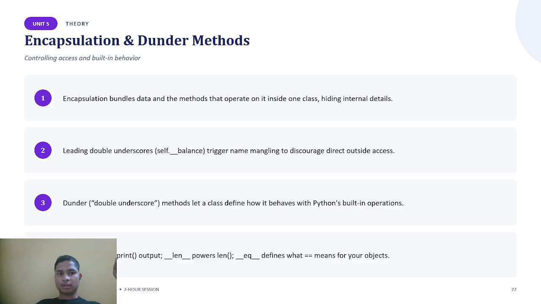So here we have encapsulation and dunder methods, controlling access and built-in behaviors. Encapsulation bundles data and the methods that operate on it inside one class, hiding internal details. The second point is the leading double underscore, like self.__balance, which triggers name mangling to discourage direct outside access. And dunder methods, that means double underscore methods, let a class define how it behaves with Python's built-in operations. __str__ controls the print output, __len__ powers len, and __eq__ defines what double equals means for your object.